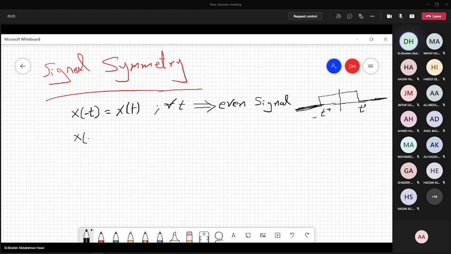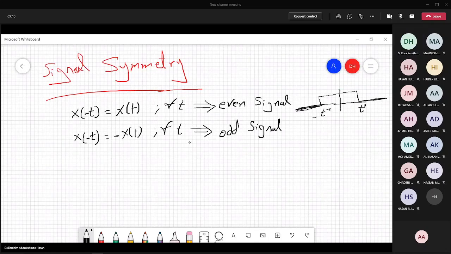If x of minus t equals minus x of t for all t, then we call it an odd signal. Same as this one, for example. Whatever we have on the right, we have on the left, but with opposite sign. Then this is an odd signal. Okay, sometimes we have something like this.